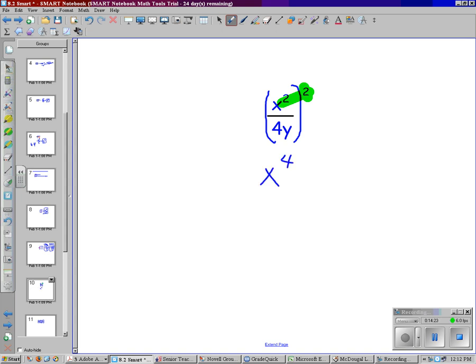All right. Now, this 2 also gets applied to the 4 and to the y down here. What exponent's on the 4? What exponent's on the y right now? A 1. What's 1 times 2? 2. So in the denominator, we're going to have 4 to the 2nd power and y to the 2nd power. Does that answer the question you guys were having?